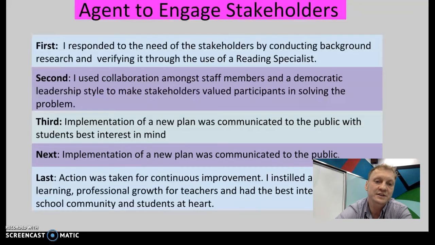I used collaboration among staff to get their opinions. I felt that I used a democratic leadership style, making them part of the decision process, always important in an organization. Third, I implemented a new plan, and I communicated that plan to the public, especially with the students' best interest in mind. Also, I look for continuous improvement, not just a short-term solution. I think by doing this, I instilled a culture for learning and professional growth for our teachers. Ultimately, I had the best interest of my teachers in mind and my students at heart.